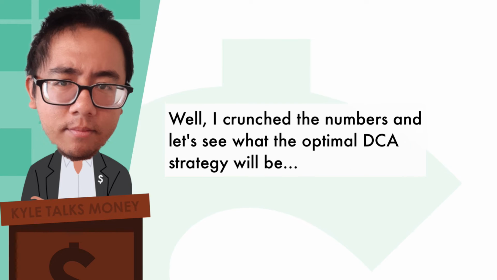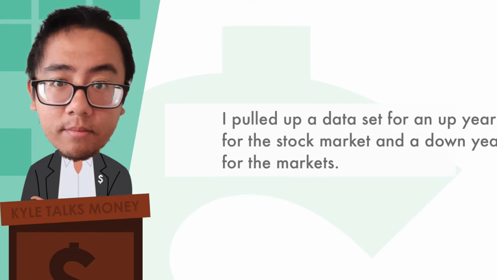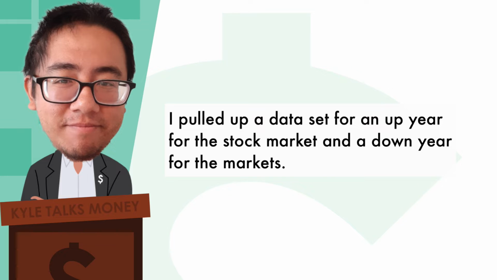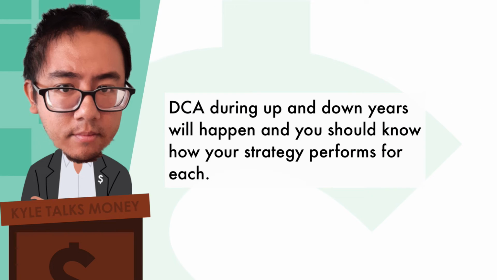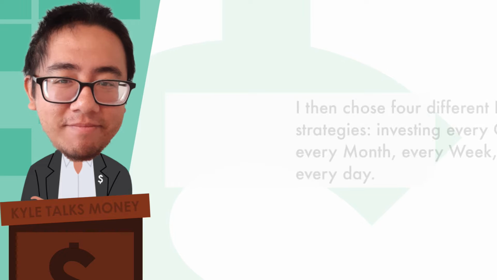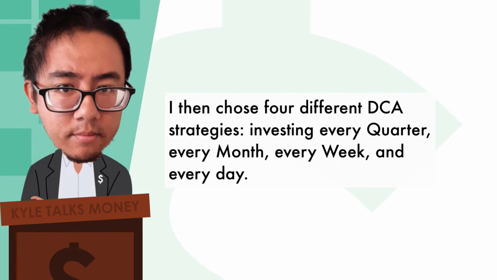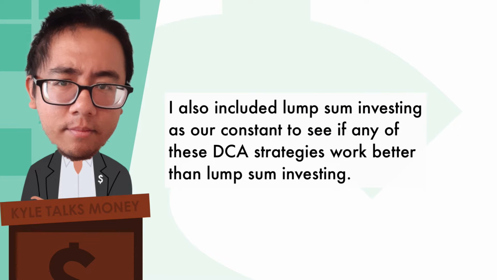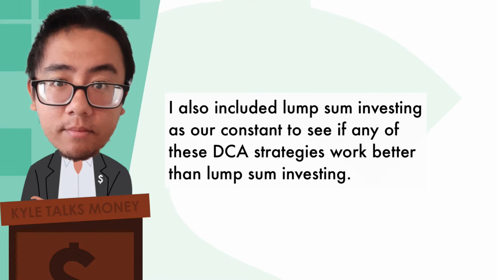Well, I crunched the numbers and let's see what the optimal dollar cost averaging strategy will be. I pulled up a data set for an up year for the stock market and a down year for the markets. Dollar cost averaging during up and down years will happen, and you should know how your strategy performs for each. I then chose 4 different dollar cost averaging strategies, investing every quarter, every month, every week, and every day. I also included lump sum investing as our constant to see if any of these dollar cost averaging strategies work better than lump sum investing.